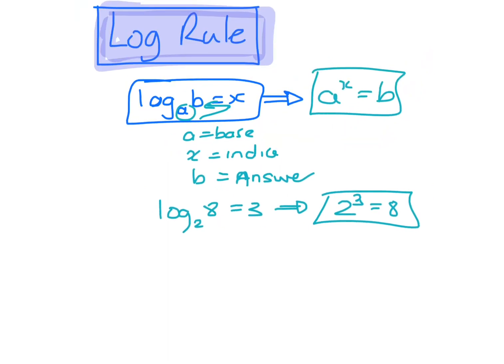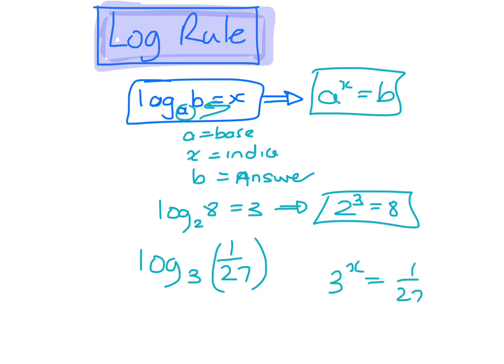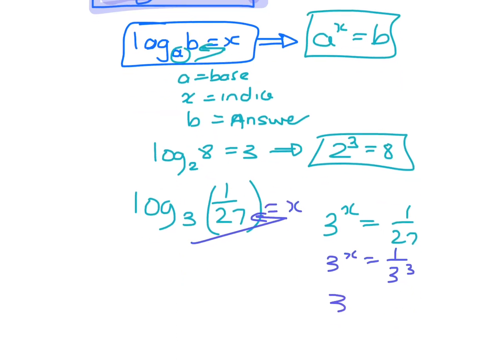Okay, so from that, if you wanted to find log base 3 of 1 on 27, then you're asking 3 to the power of what will give you 1 on 27. And if you apply what I call the seventh rule, if you make that an x, it'll be 3 to that power equals that number. 3 to the x is 1 over 3 to the 3. So 3 to the x is 3 to the minus 3. So x is minus 3.